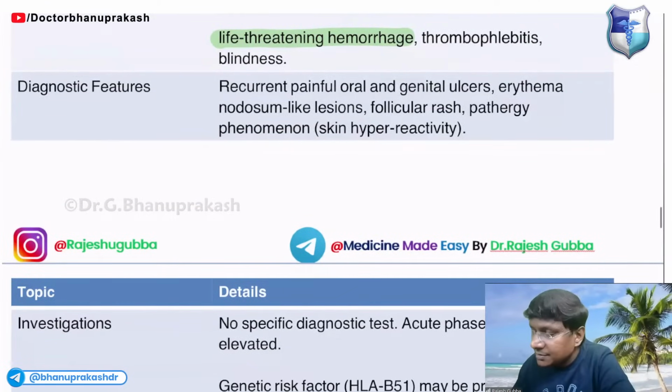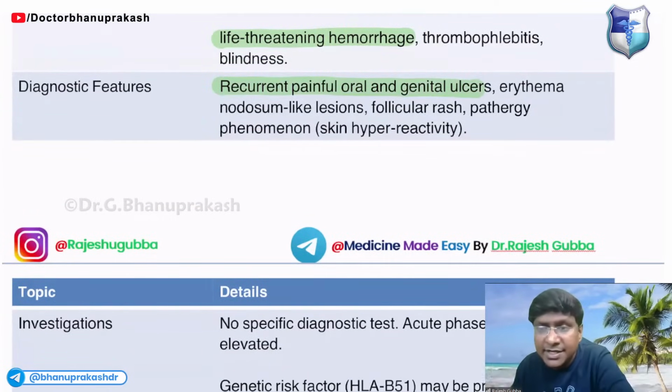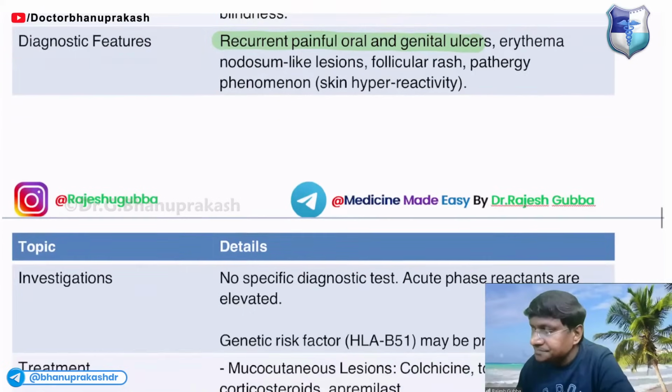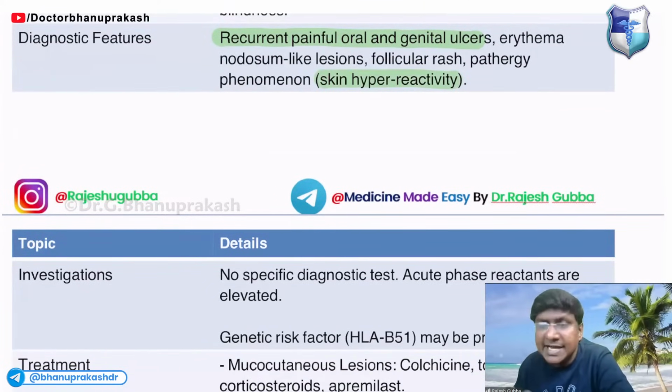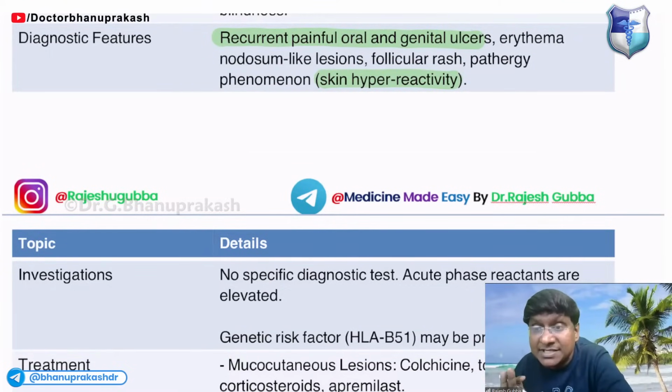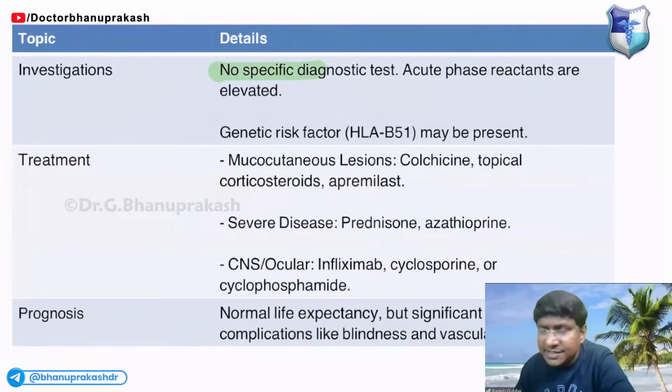What is the diagnostic criteria? Diagnostic criteria is recurrent, painful oral and genital ulcers. Skin manifestation will be in the form of erythema nodosum. And how will you diagnose? You need to do a skin hyperreactivity test. And that skin hyperreactivity test, the pathergy test, will be positive. But as such, is there any specific diagnostic test? No.